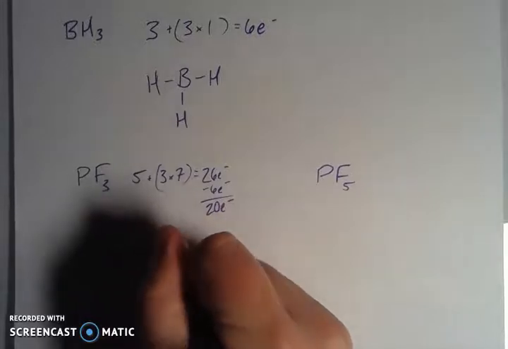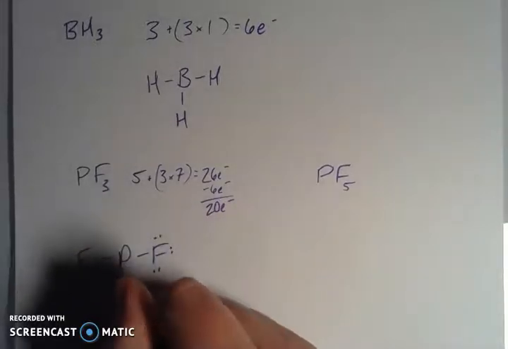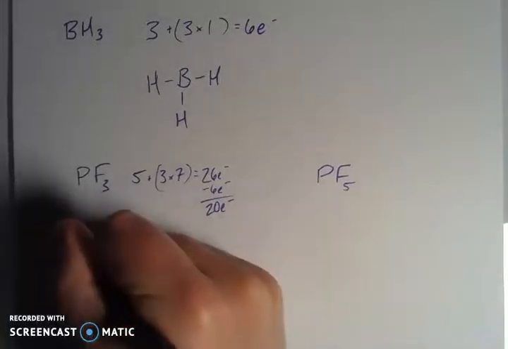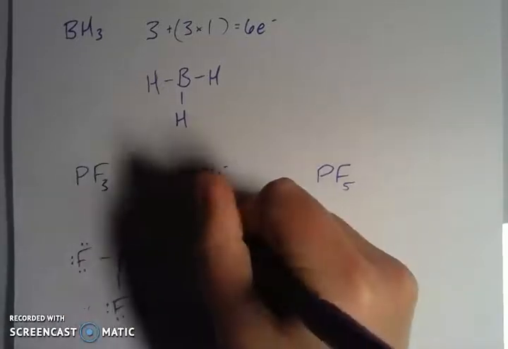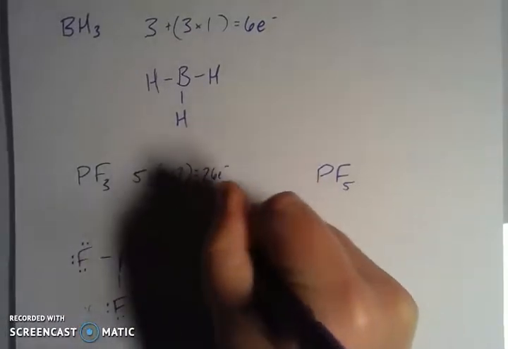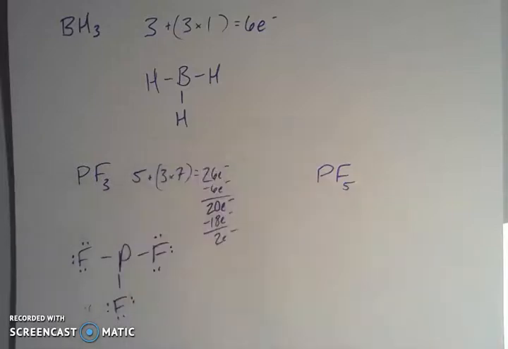2, 4, 6, 8, 10, 12, 14, 16, 18. Now I've used up 18 on my outer elements, so that means I have 2 electrons left over that I can put on my central atom.